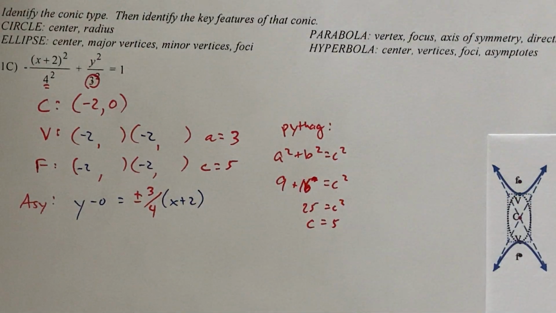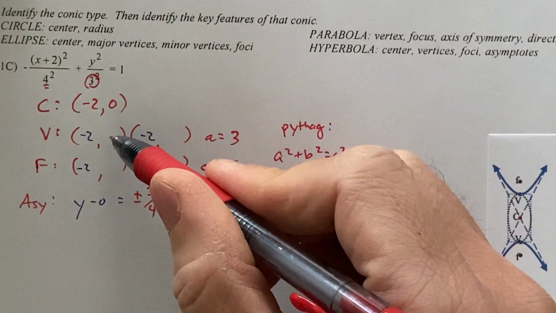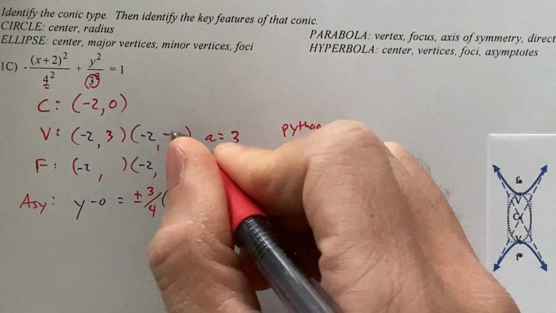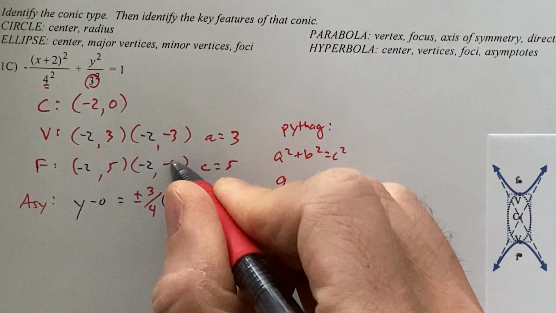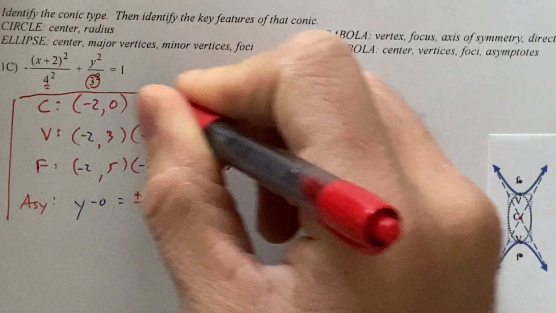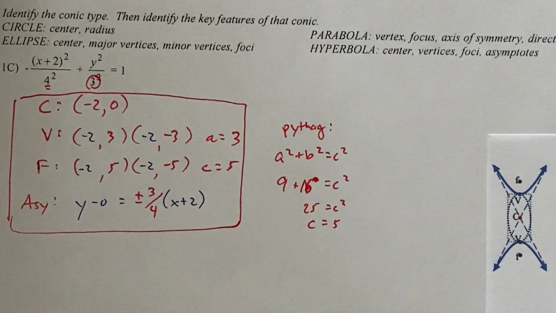Okay, that's it. The rest of it is just adding and subtracting to the proper coordinate. So if I add 3, if I subtract 3, if I add 5 to that y, and if I subtract 5, then I have all the information I need.